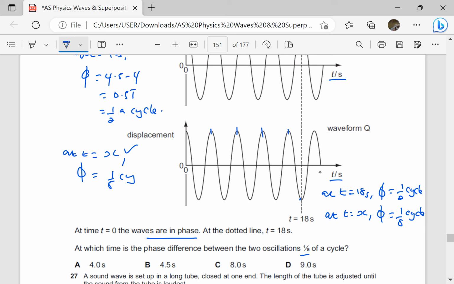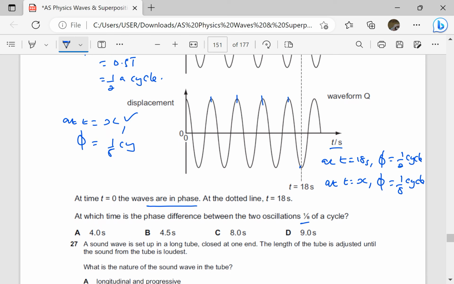So at which time is the phase difference between the two oscillations 1 over 8 of a cycle? Let's just cross multiply, because we compare these two expressions. You notice that x is going to be equal to 18 times 1 over 8, then divide by a half. If at t equals the unknown time the phase difference is 1 over 8 of a cycle, then what is that time?